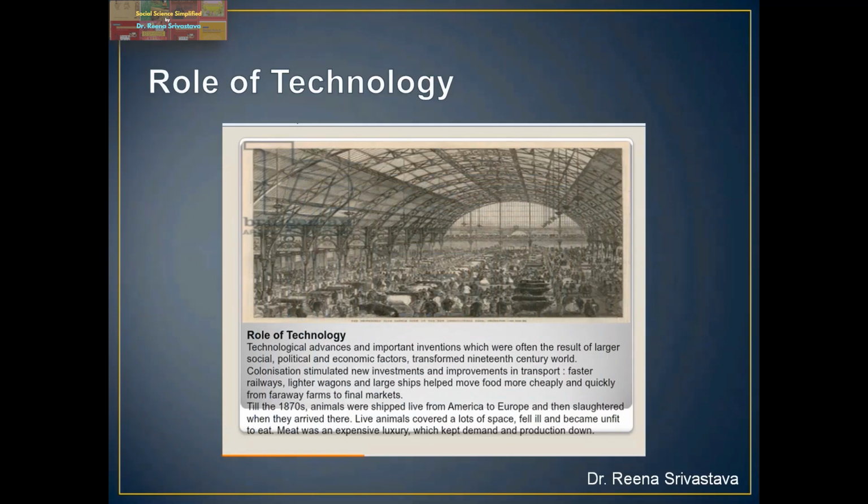We'll try to understand this with the example of refrigerated ships. Now, the population in Europe was growing. So what happened? America was colonized. They started doing farming there and supplying food to Europe. There were other items also transported from America to Europe. Till the 1870s, animals were also shipped live from America to Europe.